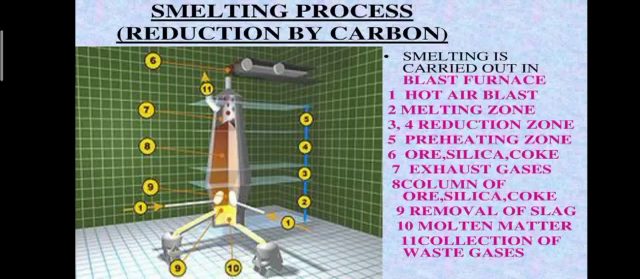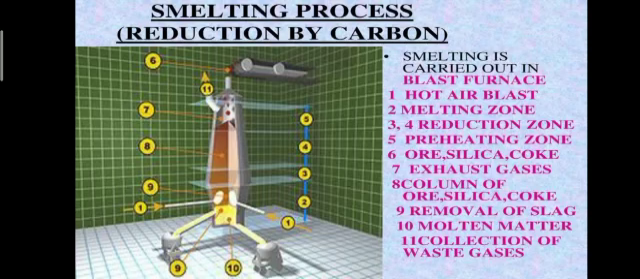Smelting. Smelting is the process in which the oxides formed in the roasting process are reduced with the help of reducing agents such as coke or carbon. So we can call the smelting process reduction by carbon.